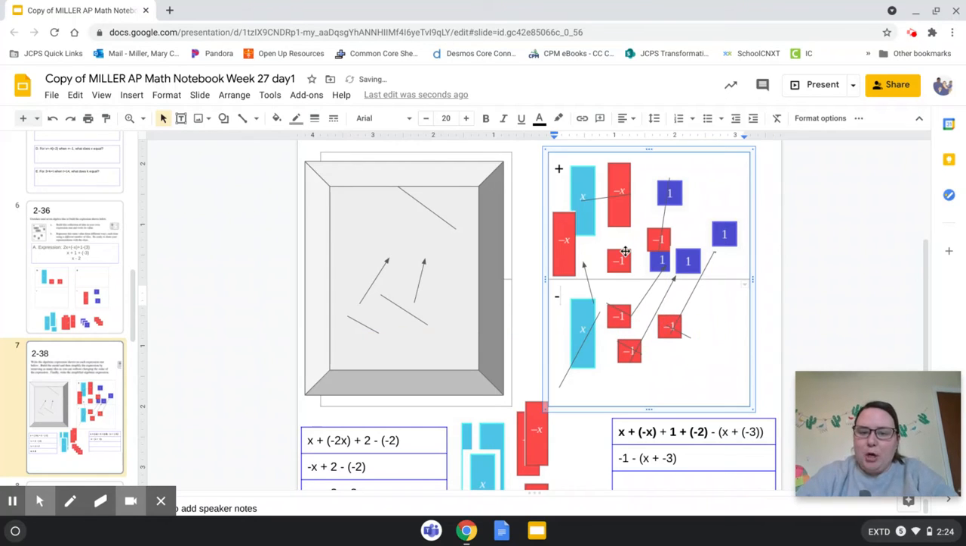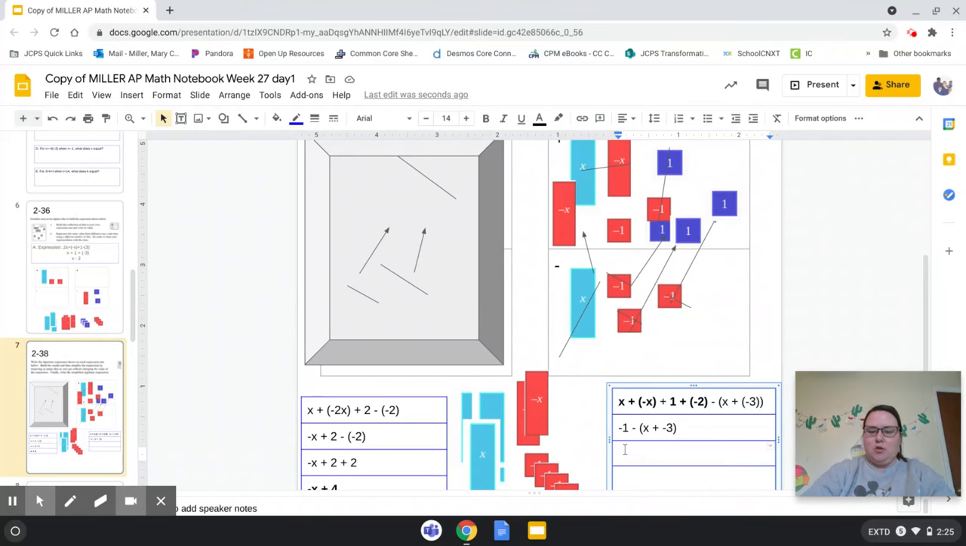So on the top, currently, we have a negative x, a negative unit, and 3 positives. This is as if we distributed that negative to everything in the parentheses. So we still had our negative 1. That was left alone. This little guy was left alone. Then we distributed our negative. So we have a negative x and a positive 3, because we took the opposite of everything in that distributive property.